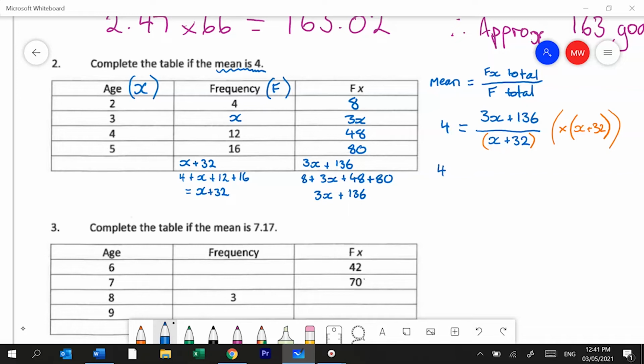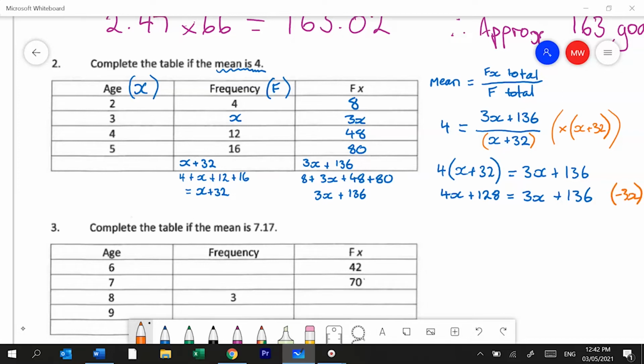And what will happen is I'll end up with 4 outside of x plus 32 equals 3x plus 136. The next move is for me to expand that, so I end up with 4 x's and 128 equaling 3 x's and 136. Balance method, I will subtract 3 x's from both sides. That leaves me with 1x on this side and 128, and it leaves me with 136 here. I will subtract 128 from both sides. I'll have x here and I'll have 8 here.